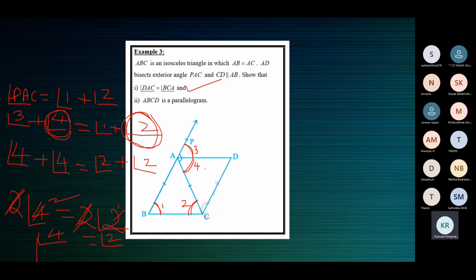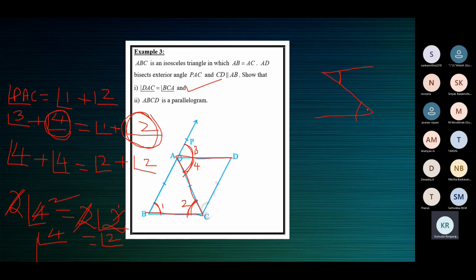Now, when angle 4 is equal to angle 2, with some line as a transversal, a Z is being formed. In the Z, these two angles are equal because we just proved angle 4 is equal to angle 2.